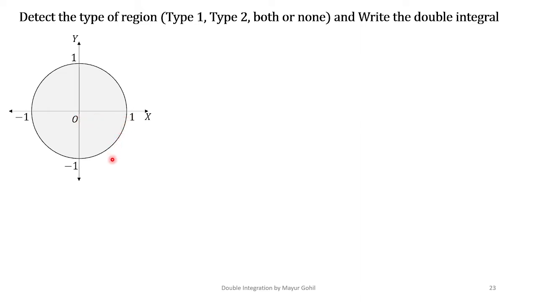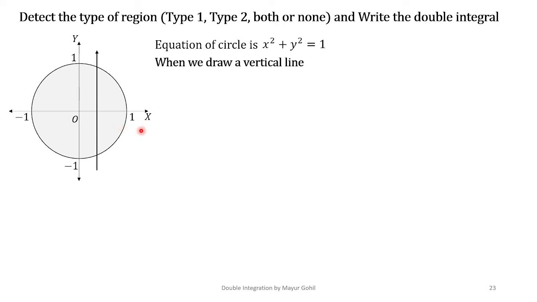From the given diagram, what we can see is that the equation of the circle must be x square plus y square equals 1. Now, in order to understand whether this is a type 1 region, let us draw a vertical line passing across the region. The line enters the circle at the red dot and exits the circle at the blue dot. If we glance at the diagram, we observe that the line is entering the circle and again exiting the circle.